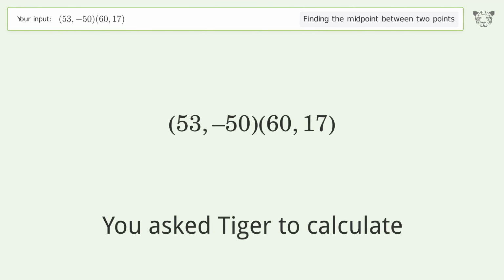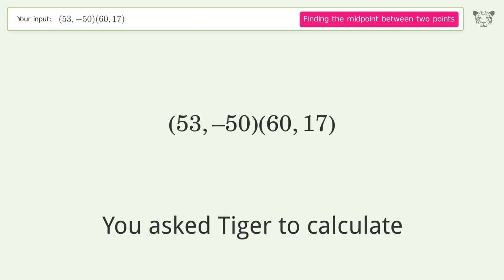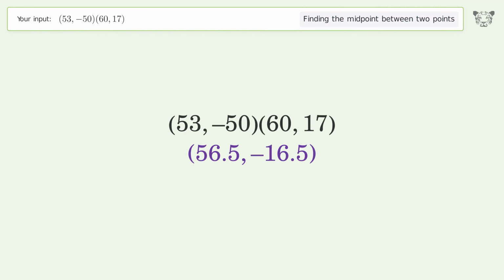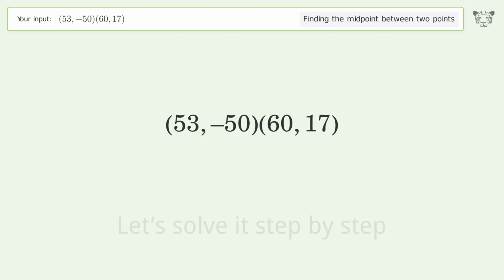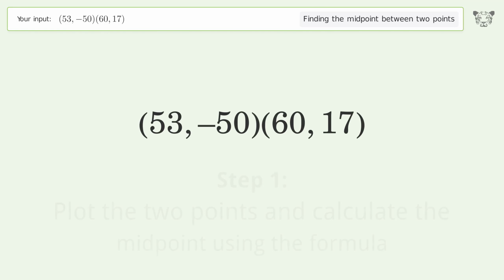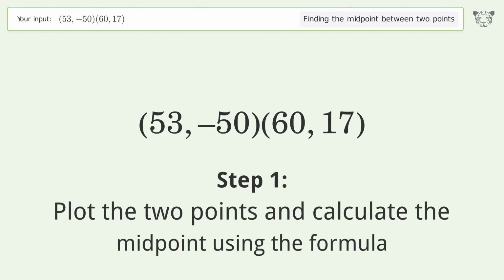You ask Tiger to calculate. This deals with finding the midpoint between 2 points. The midpoint between the 2 points is 56.5, negative 16.5. Let's solve it step by step. Plot the 2 points and calculate the midpoint using the formula.